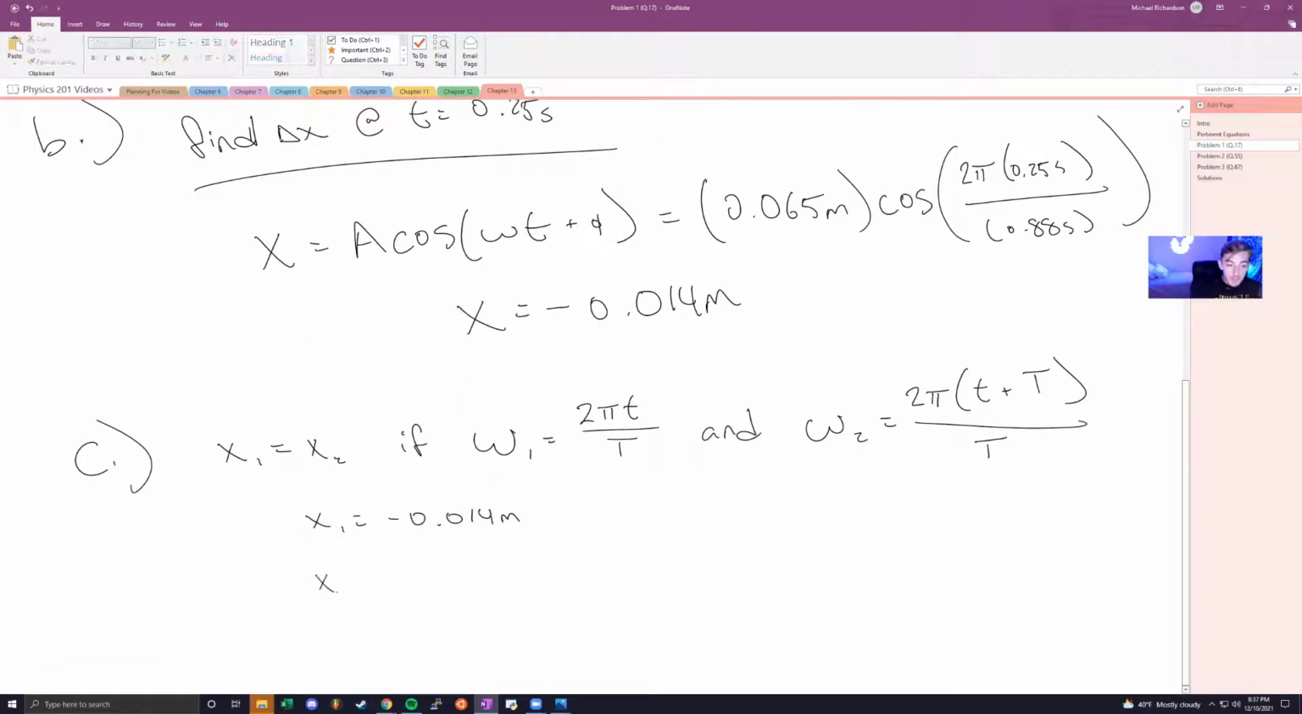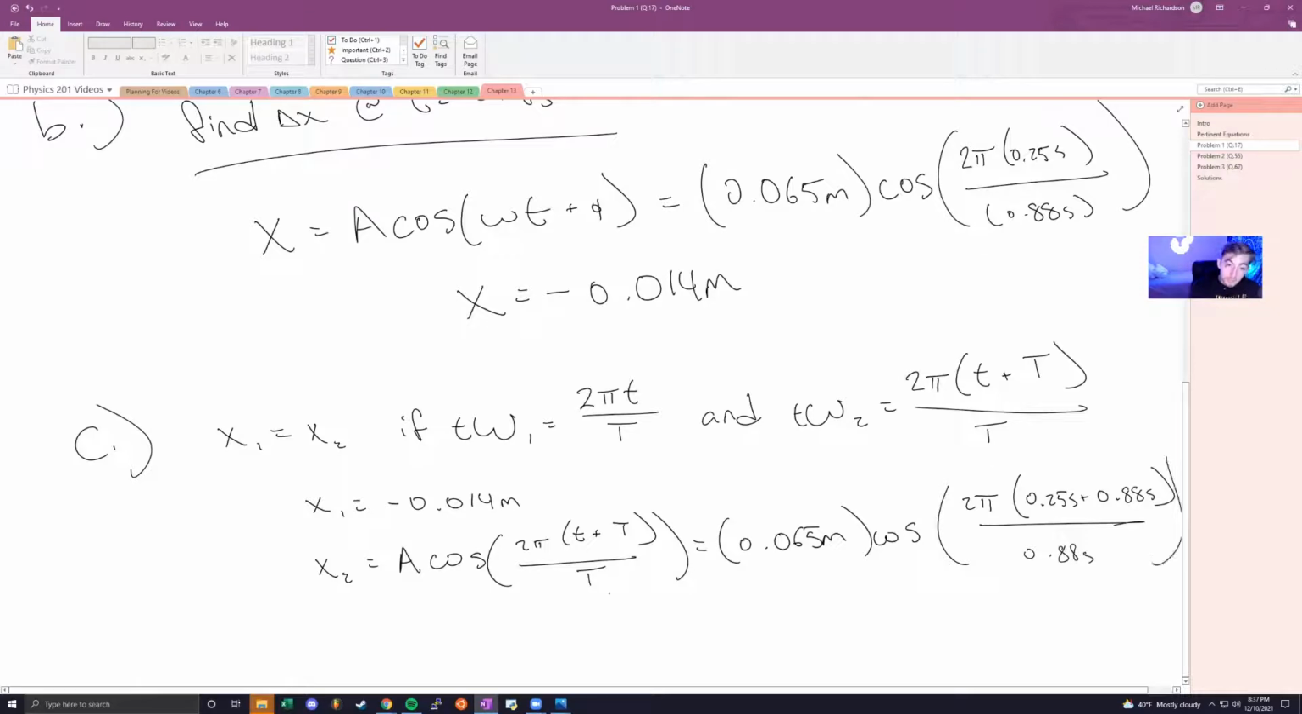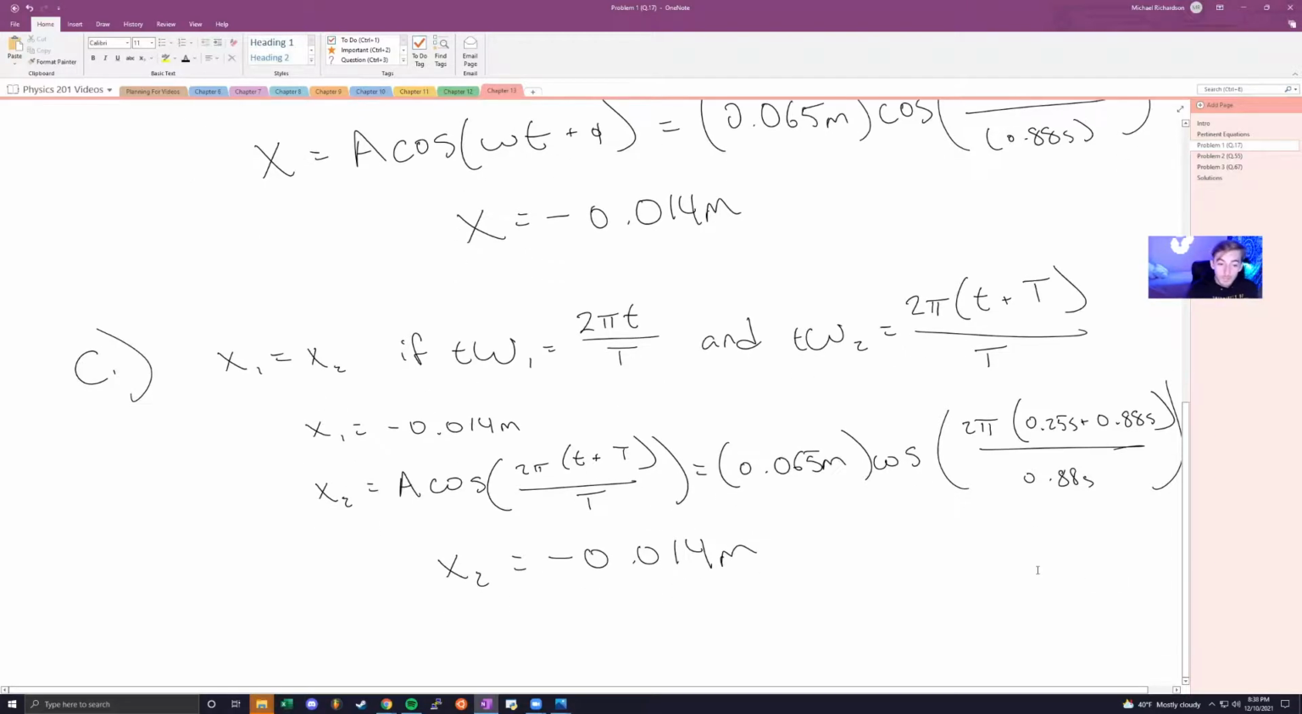But if we consider the second one, let's plug it all into the equation that we have. So it'll be a cosine, and then it's 2 pi times t plus our period, divided by T. Actually, this would be t times omega 1 and t times omega 2. So plugging in the values that we know, this is equal to 0.065 meters times the cosine of 2 pi times 0.25 seconds plus 0.88 seconds, divided by 0.88 seconds. And if you plug this into the calculator, it's exactly the same thing. So we can say that x1 is equal to x2.